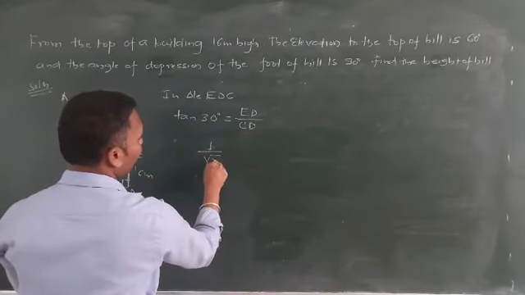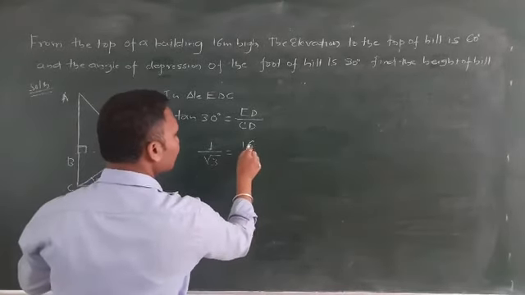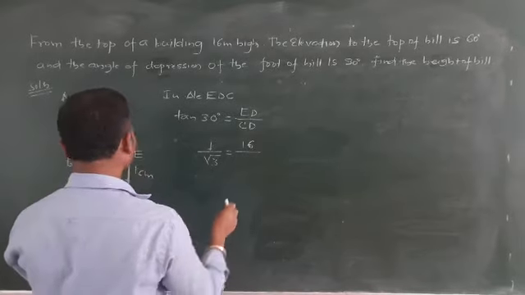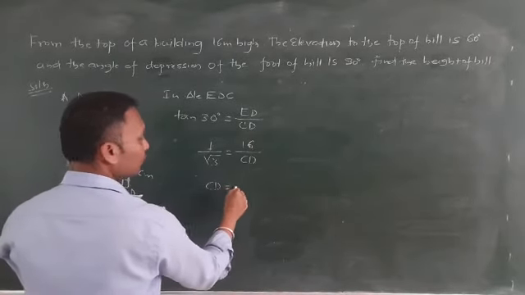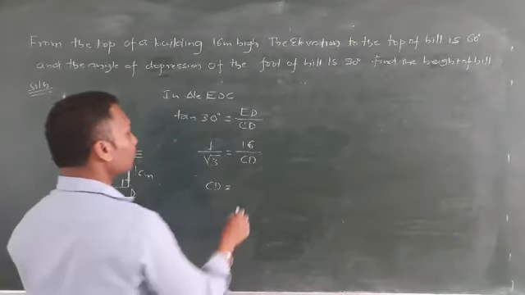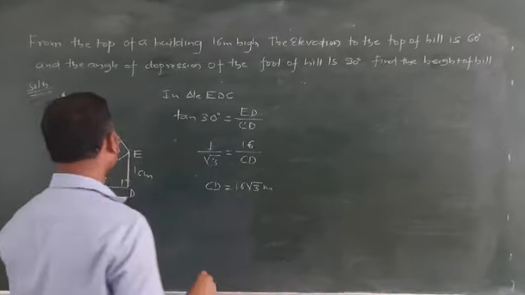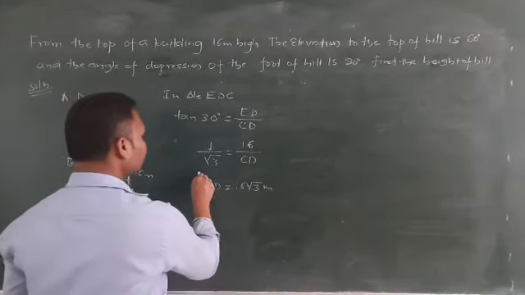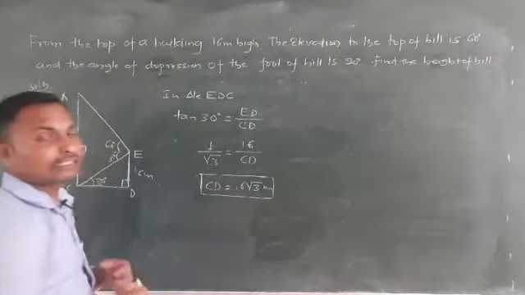1 by root of 3 is equal to ED, already we have 16 meter, and CD we don't have, keep it as it is. Now cross multiply. So CD is equal to 16 root of 3 meter. CD is equal to how much we got here? 16 root of 3 meter. So CD we got.